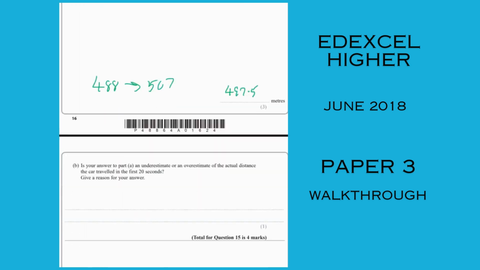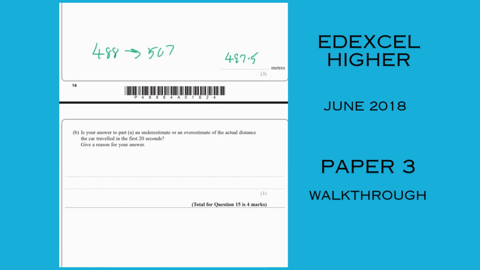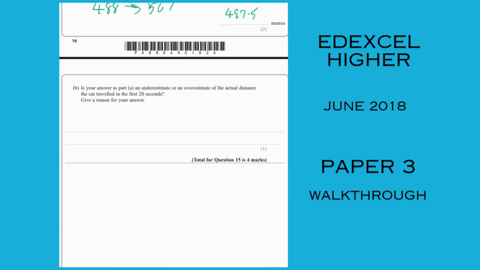Now there is a part B. Is it an under or an over? This is one of those where you can see they've given a bit of a gap. I would say because it curves like that, that's our area worked out, or in other words, that's our answer to part A. There's extra. So I would just put it's an underestimate as the curve exceeds part A, or again, words to that effect.